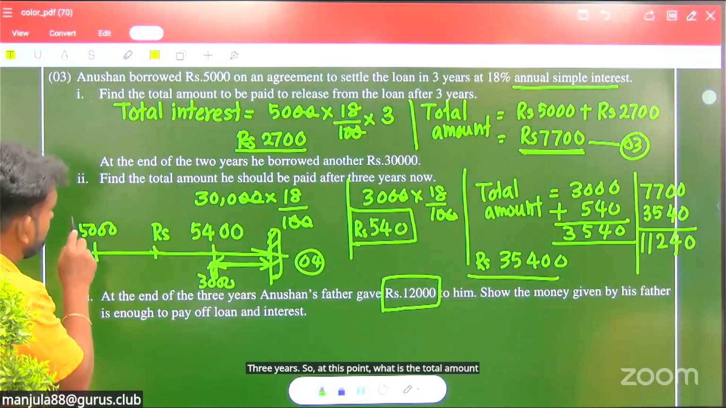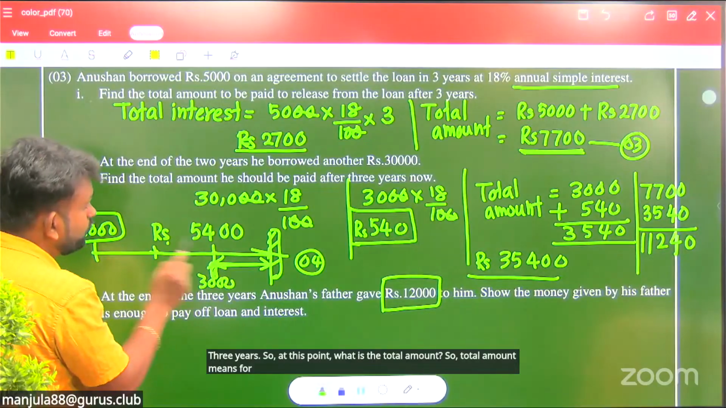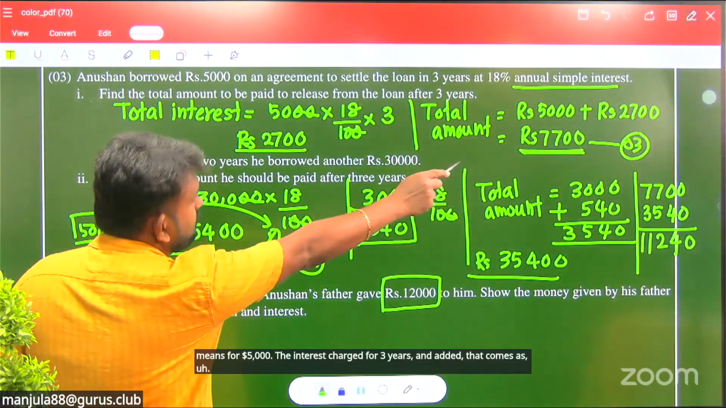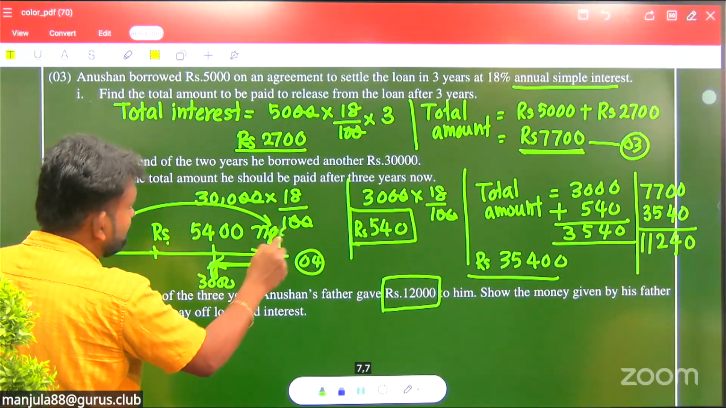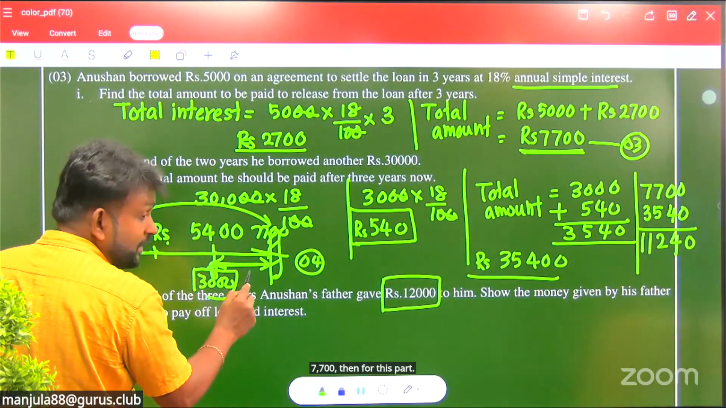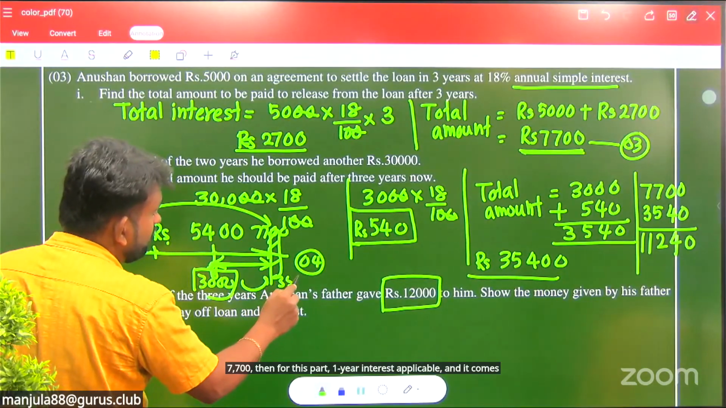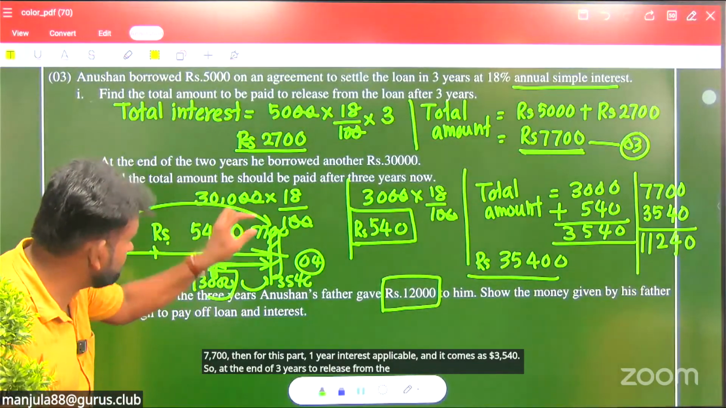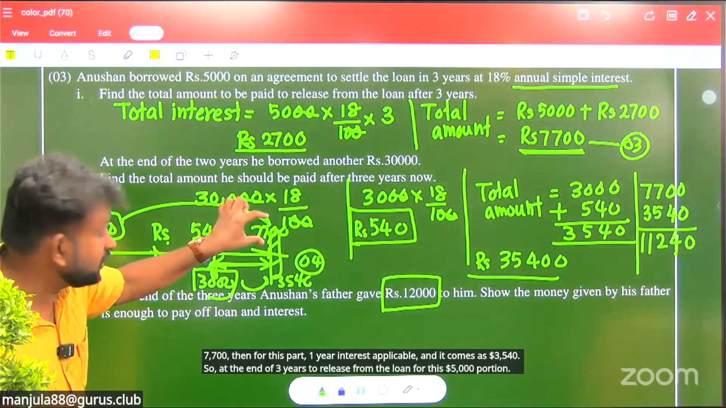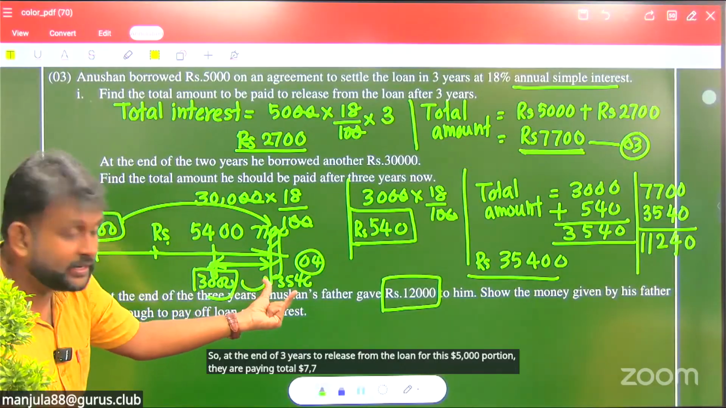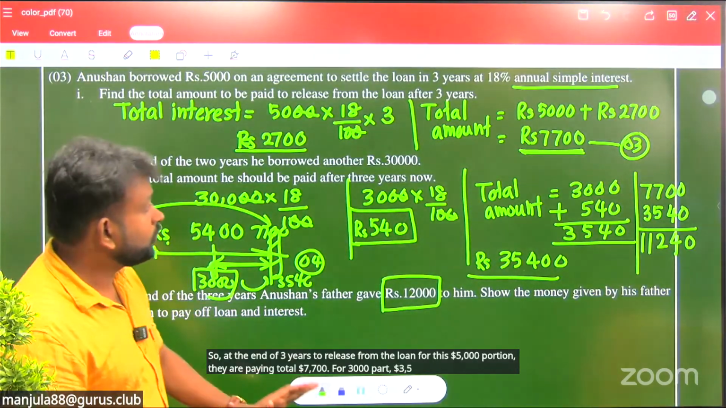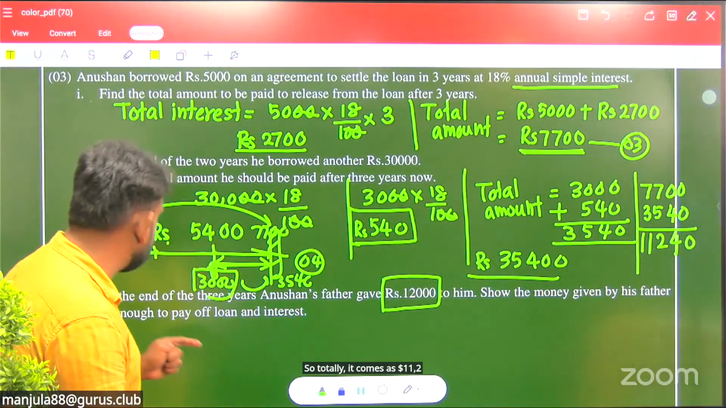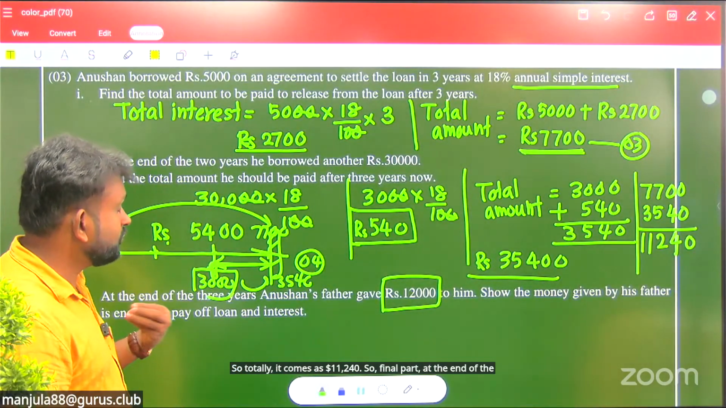So total amount means for 5,000, the interest charge for 3 years is added, and that comes as 7,700. Then for this part, 1 year interest is applicable, and it comes as 3,540. So at the end of 3 years, to release from the loan, for this 5,000 portion they are paying a total of 7,700. For the 3,000 part, 3,540. So altogether it comes as 11,240.